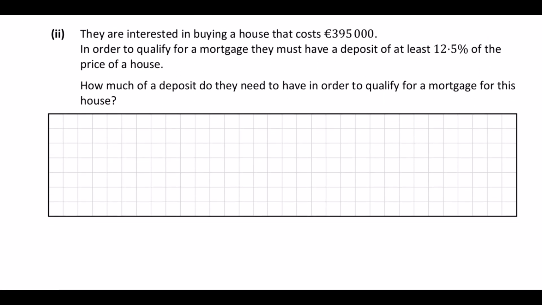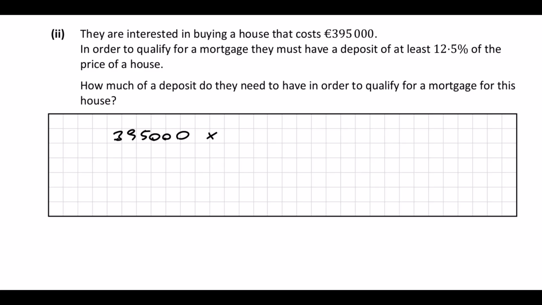They are interested in buying a house that costs 395,000 euros. In order to qualify for a mortgage, they must have a deposit of at least 12.5% of the price of the house. How much of a deposit do they need to have in order to qualify for a mortgage for this house? So we've got to get 395,000. That's the price of the house. And we have to get 12.5% of that.